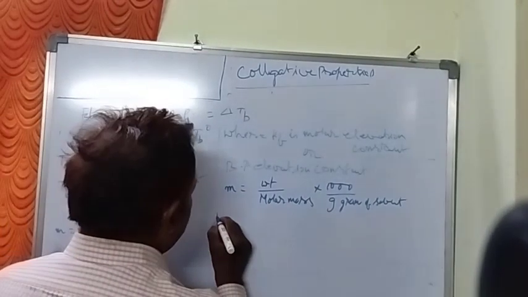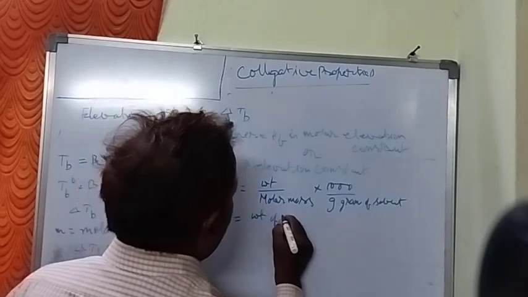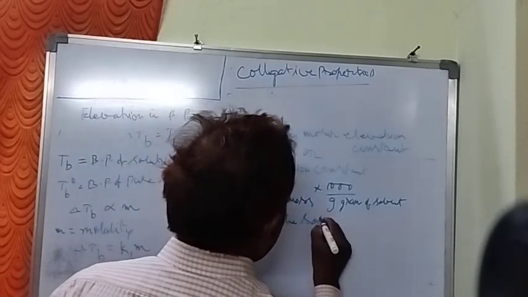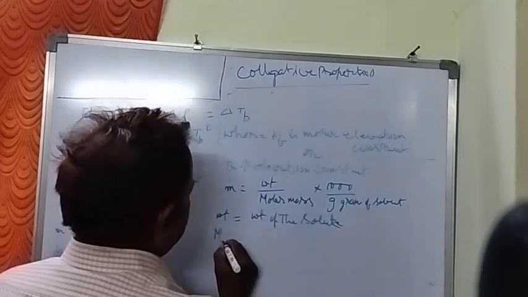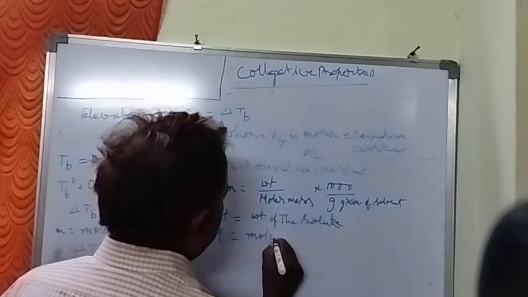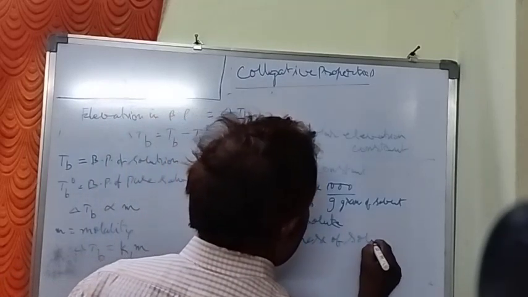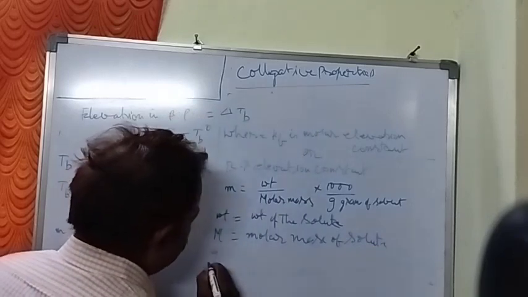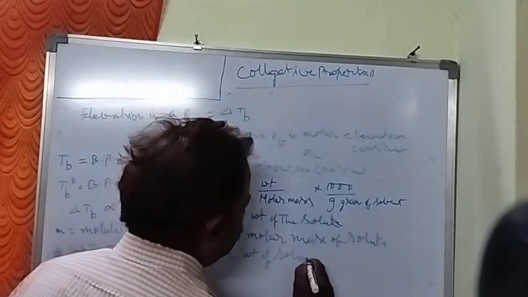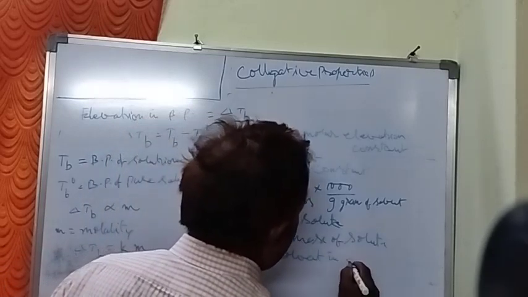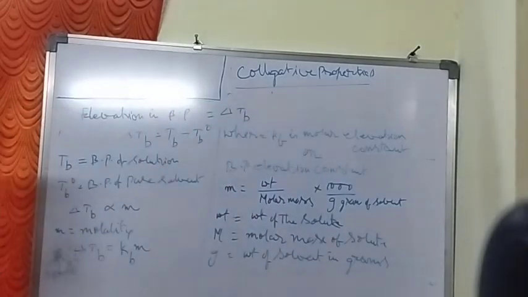So W means weight of the solute. M is the molar mass of the solute. G is the weight of the solvent in grams. So these are the usual notation.